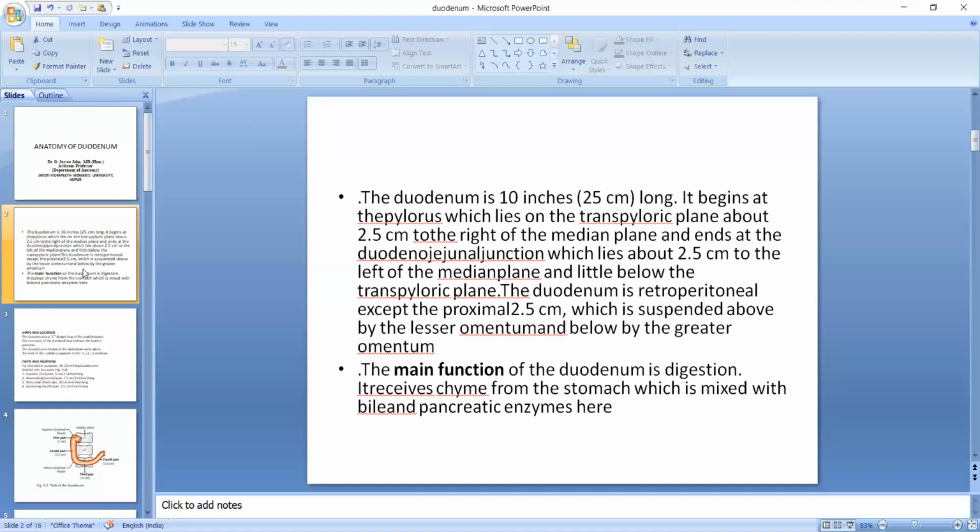The duodenum is retroperitoneal except for the proximal 2.5 centimeters, which is suspended above by the lesser omentum and below by the greater omentum. The main function of the duodenum is digestion. It receives chyme from the stomach, which is mixed with bile and pancreatic enzymes here.